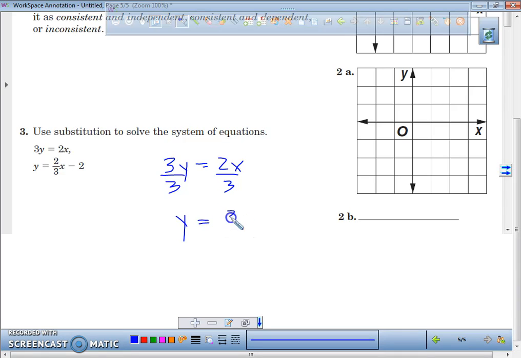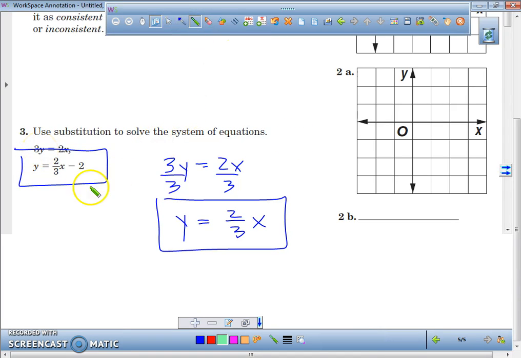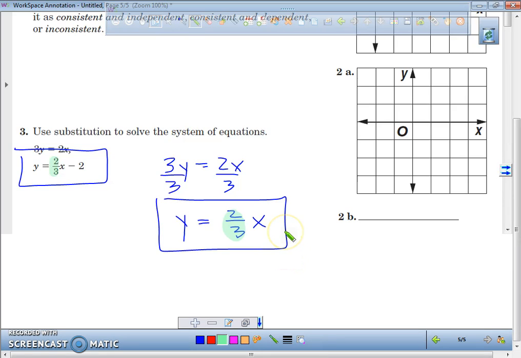I get y equals 2/3 of x. What does this say? Y equals 2/3 of x minus 2. Notice what is exactly the same right here and right here. The 2/3, they have the same slope, which means they are parallel. Okay? So if you notice two lines have the same slope, you know it's going to be no solutions. Or it could be the same line.